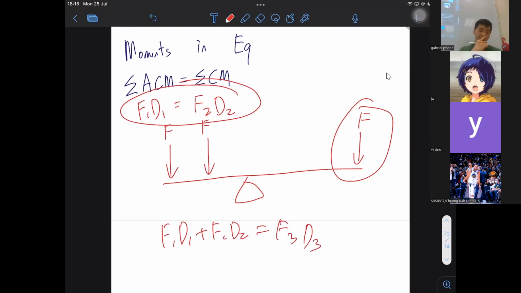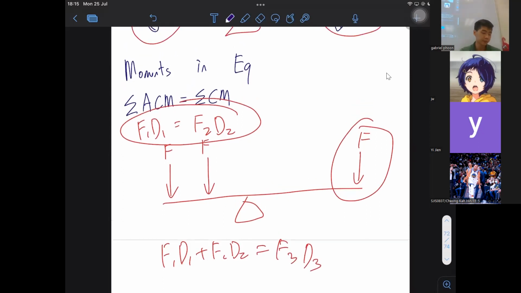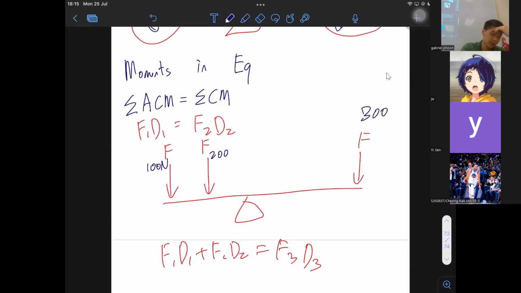Okay, now one more question I want to ask with regards to this. Let me design the question and then everyone tell me what the answers are. Let's say this force here is 100 newtons, this is 200 newtons, and this is 300 newtons here, right? And I say that from here to here, for ease of calculation, this is not going to be right, but for ease of calculation, let's say this is 1 meter and this is probably 2 meters. And they want you to find this here, which is obviously your D3.